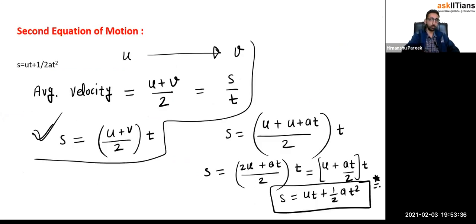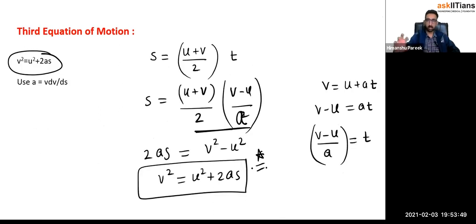Similarly, for the algebraic method, use the definition of velocity. For the second equation of motion, write down average velocity and then replace velocity from there, which we have done in the graphical method also, with final velocity as u + at. For the third equation of motion, replace time. That's it, because you don't want the time term to be there in the third equation of motion.